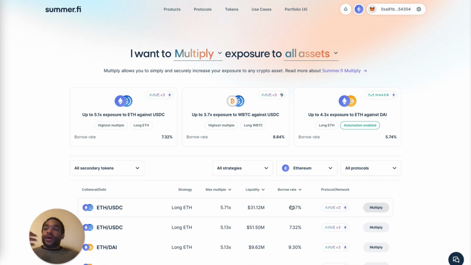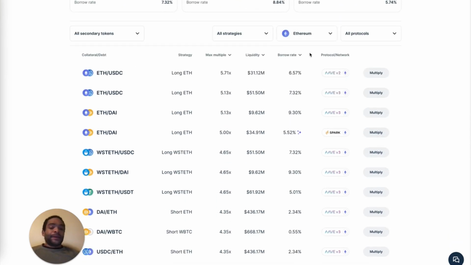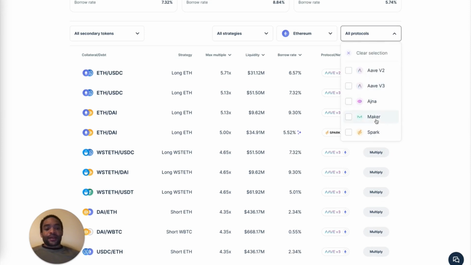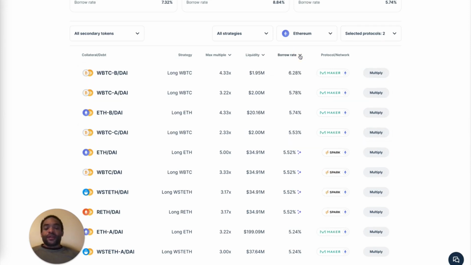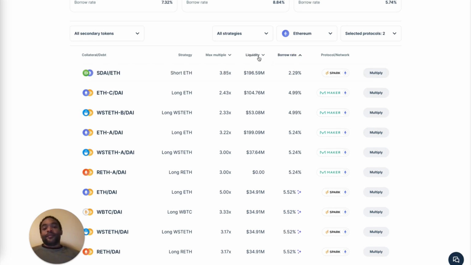So if you have a long-term view across an asset like wrapped BTC or ETH or staked ETH, you can really take the long-term view and amplify your exposure to that asset over time, and maximize your profits if the price of the underlying asset actually does go up a lot over time. One last thing to note here is the borrow rate. So on Summer you can not only select the specific protocols that you're interested in, so in this case maybe Maker and Spark, but you can select by the lowest interest rates, for example, and you can really easily understand, hey, I only want to borrow DAI for less than, say, 6%, and your options will be very clear to you right away.